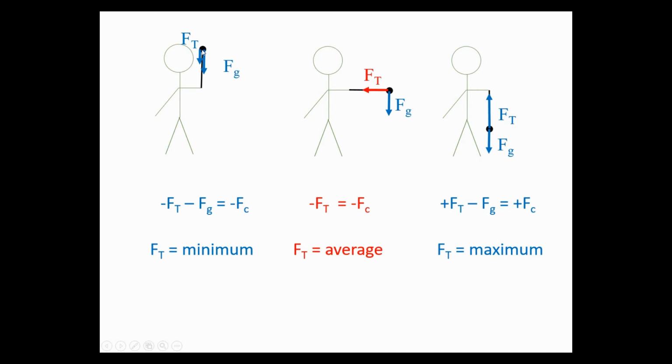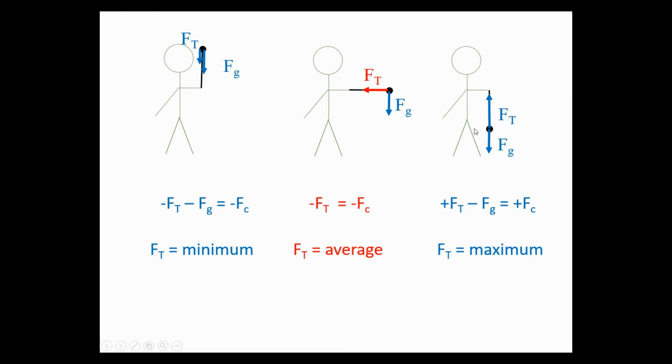And since it's a minimum at the top, and as we're about to find out, a maximum at the bottom, this should be a pretty good intermediate value. It may not be the exact average, but it should be kind of in the middle of the minimum and the maximum.